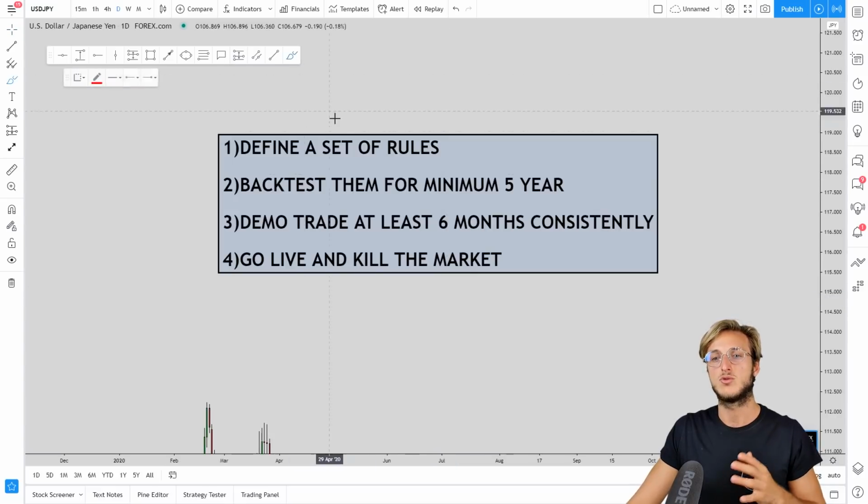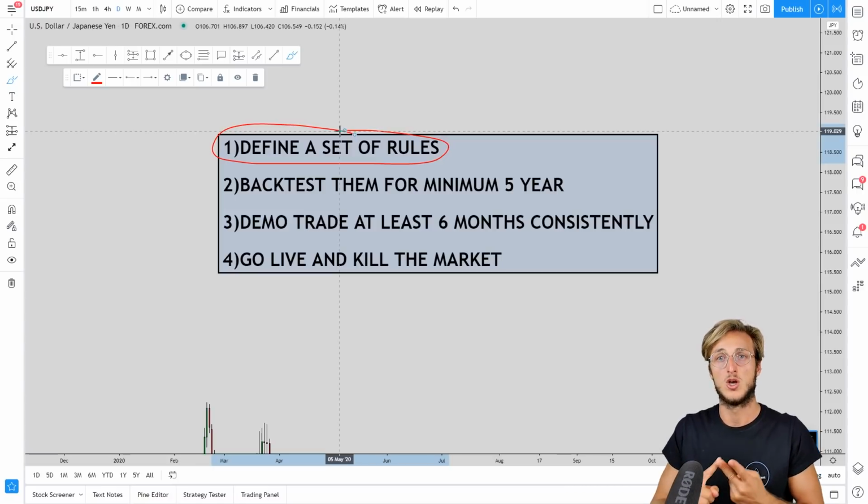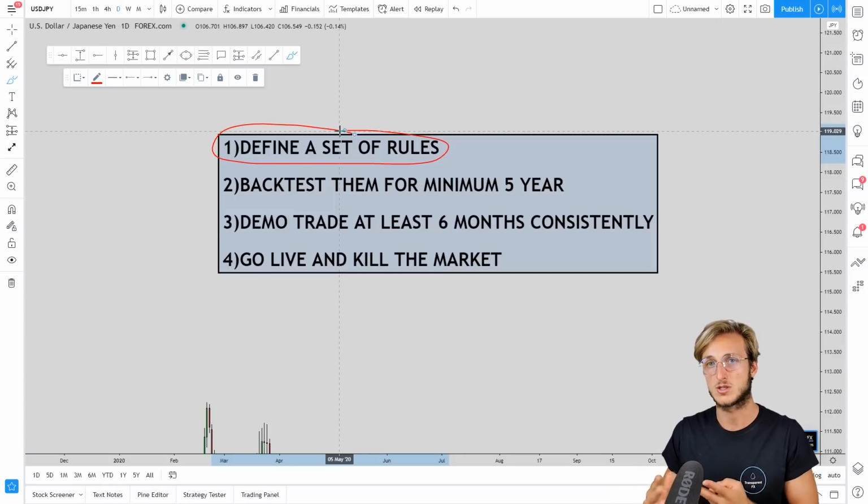Number 1, you have to define a clear set of rules. Now, what does it mean to define a set of rules? The rules need to comprehend everything, okay? So how will you find the direction of the market? How will you take the entry? So which are the conditions for entry? Where is the stop loss? Where is the take profit? How you're going to manage the trade? So what is the risk management strategy? How much you're going to risk on the position? Which is the minimum risk to reward that you are willing to accept on the position? So literally everything when it comes to the strategy.